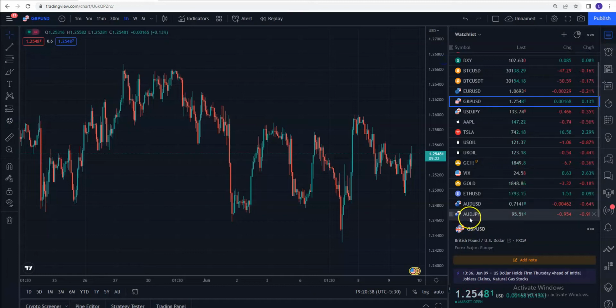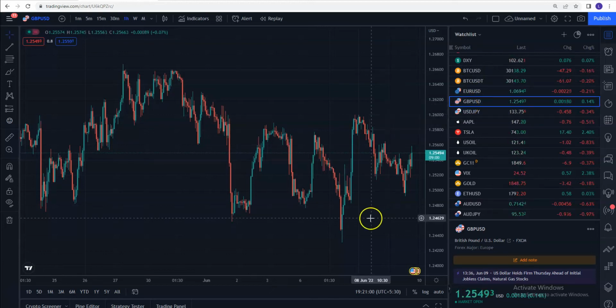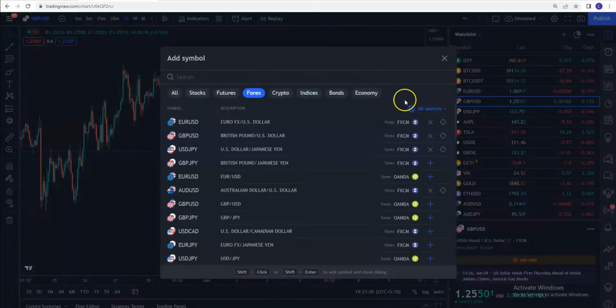There is Australian dollar versus Japanese yen, including crypto, including stocks, because there's also Tesla stocks, and there's also commodities. You have UK oil, US oil, and you have stocks, which is Apple as well. Also Bitcoin versus the US dollar and the USDT pairs already set up for you. But if you have some pairs that you want to trade, you can always go to this button here, click right here, and then just add them.